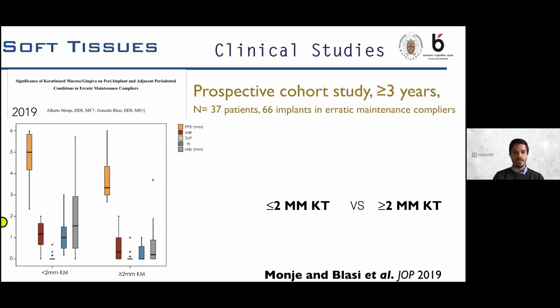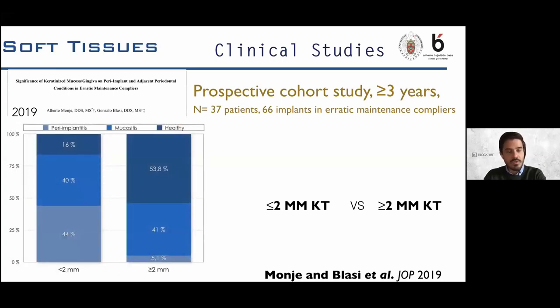As you can see, patients who had less than 2 millimeters of keratinized mucosa presented more periimplant depth, more bleeding on probing, and more marginal bone loss compared to the patients who had more than 2 millimeters of keratinized mucosa. And also, regarding the frequency of periimplant diseases, patients who had less than 2 millimeters of keratinized mucosa presented a higher percentage of periimplantitis patients and a higher percentage of mucositis patients.